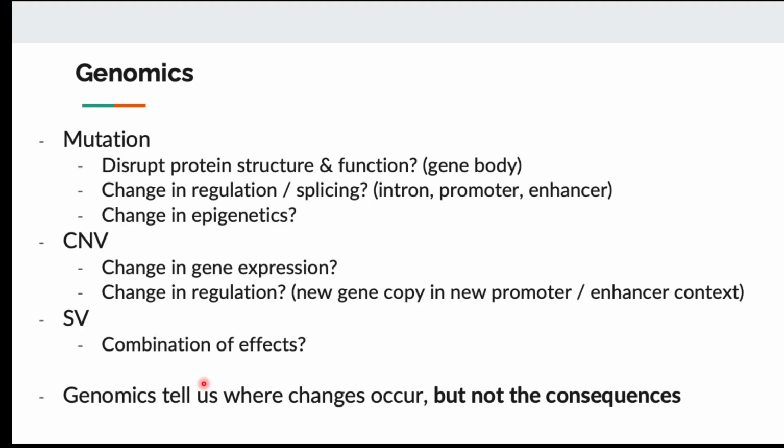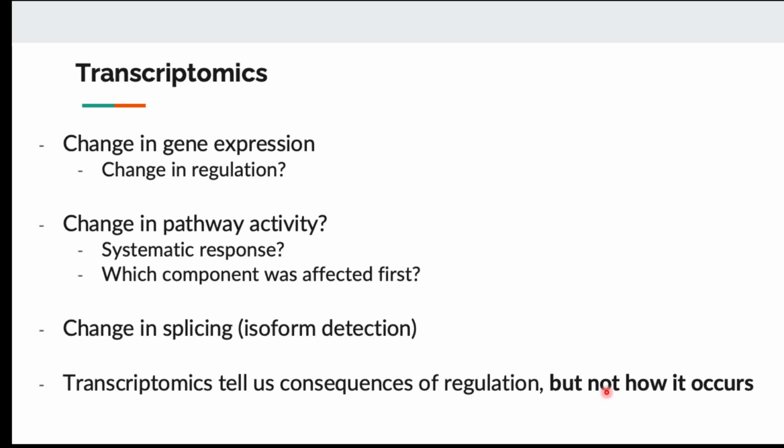So basically, when you analyze genomics data, it tells you what change occurred, what mutation occurred. It tells you where the change occurred, but it doesn't tell you the consequence of those changes. To understand the consequence of genomics, you need to perform different omics. So for example, we learn a lot about transcriptomics for gene expression. When we see a change in gene expression, we know the consequence: there is some change in gene expression.